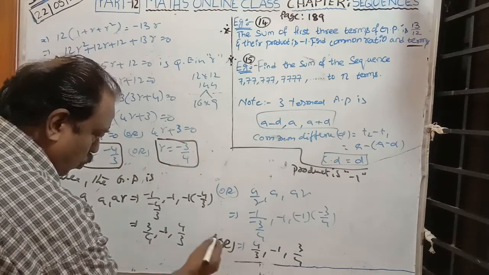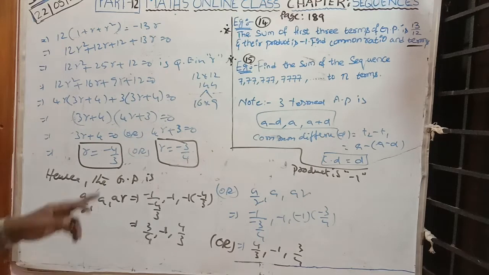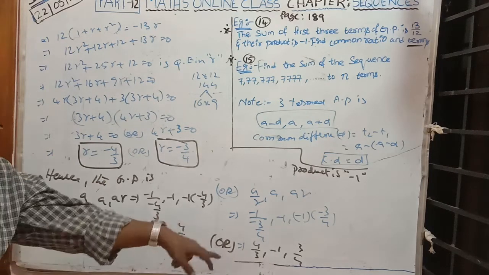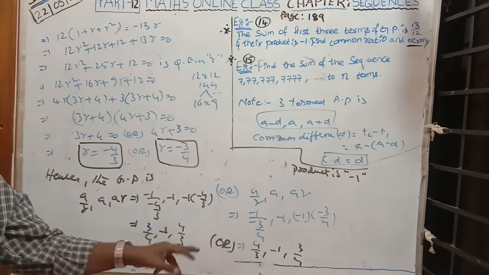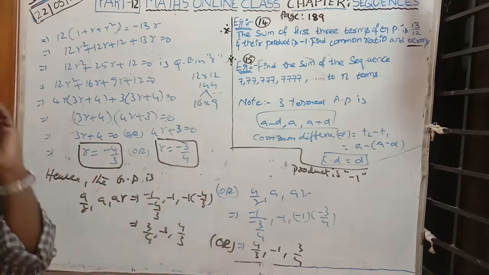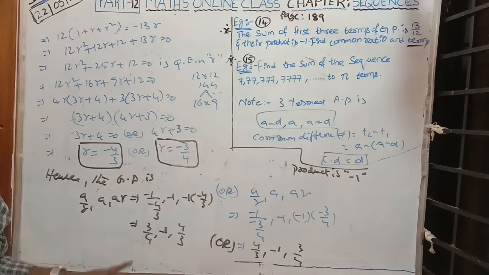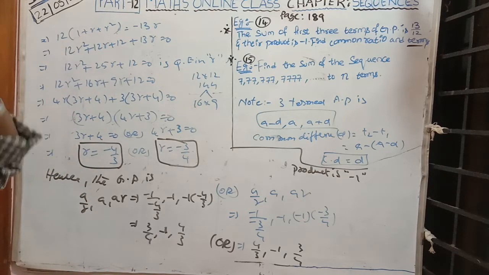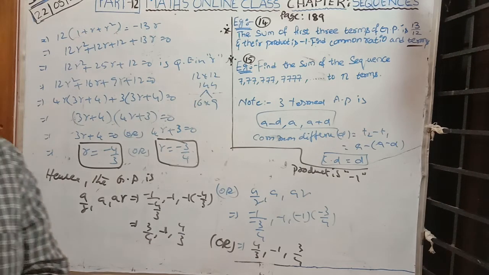So there are two types of those GP. 3 by 4, minus 1, 4 by 3, or 4 by 3 reverse. It is reverse: 4 by 3, minus 1, comma 3 by 4. Okay? Like this we have to solve. It's a very good problem. Okay? Yeah. What is wrong? Just pass.